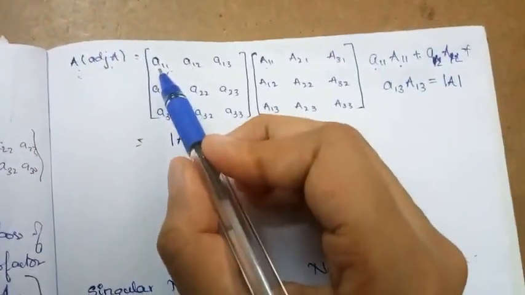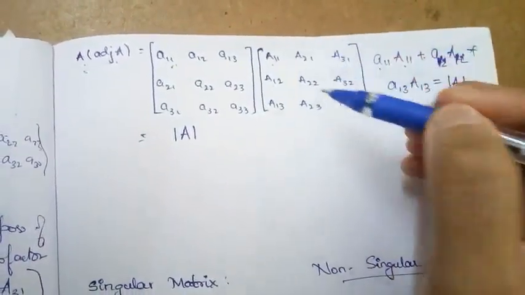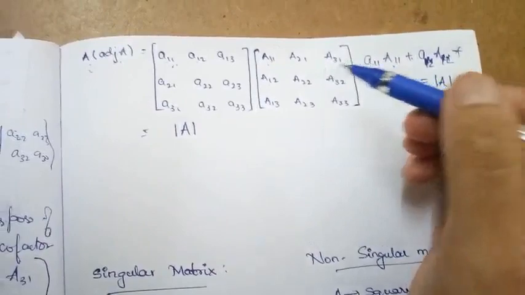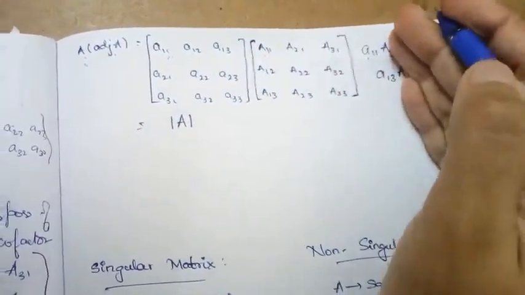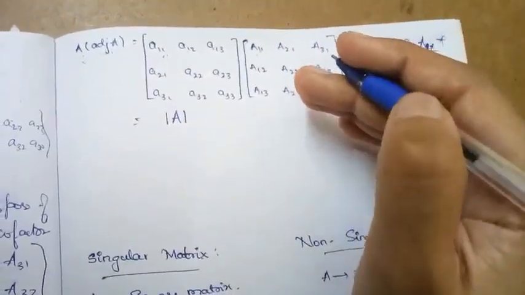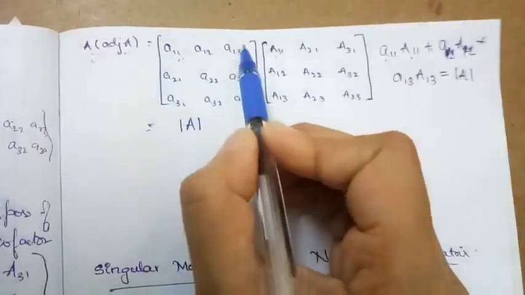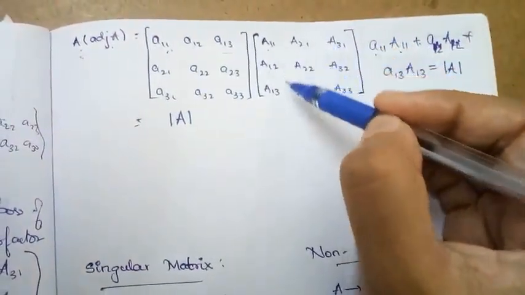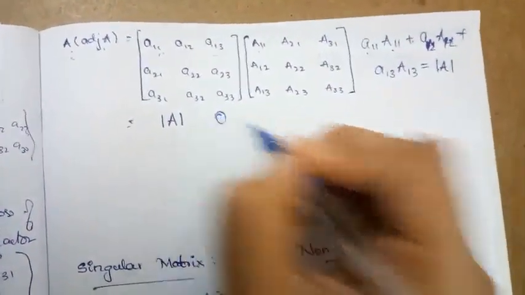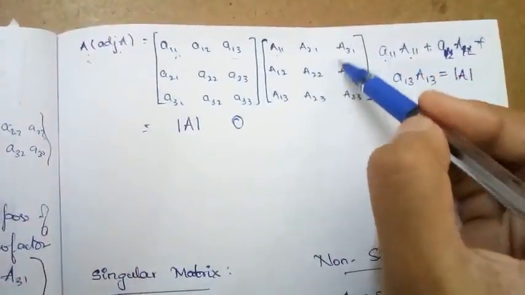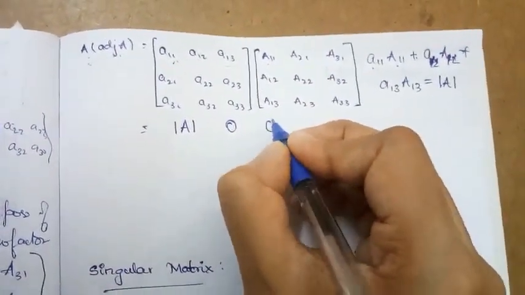Next, I am multiplying the first row elements with the cofactors of the second row elements. As I said earlier, if I multiply the first row elements with the cofactors of another row or column's elements, then the value is equal to 0. So here, multiplying the first row elements with the cofactors of the second row elements, the value is 0. Again, the first row elements with the cofactors of the third row elements, the value is 0.